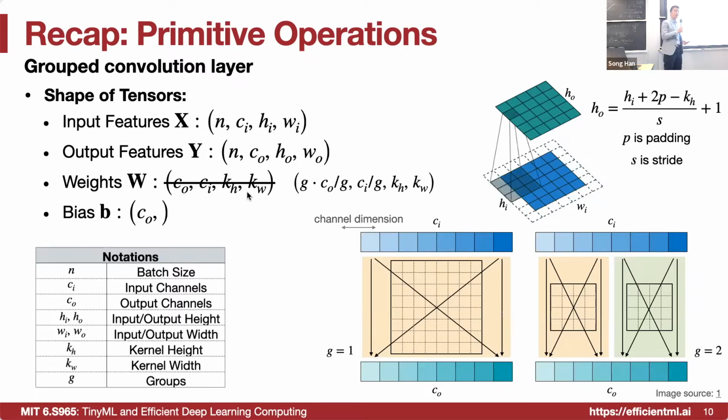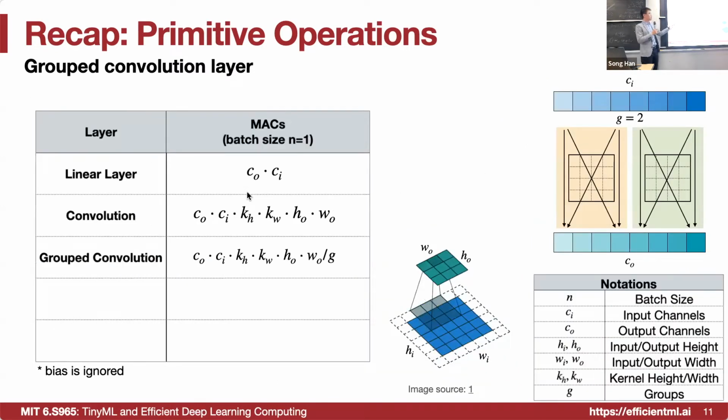To reduce the computation, we remember we introduced this group convolution. Okay, so we break out this large layer into 2 smaller layers. Okay, so the number of weights will be divided by the number of groups. Similarly, for the computation, the total amount of MACs will also be divided by the number of groups.